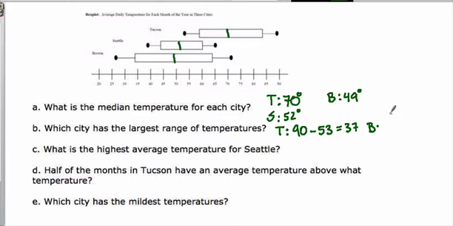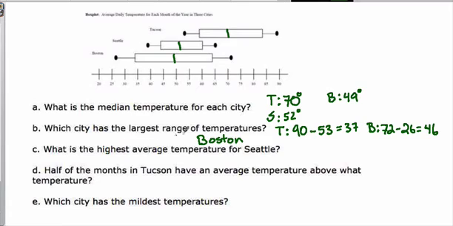For Boston, it looks like our maximum is 72, and our minimum looks like 26. When I subtract the two numbers, I get a range of 46. So it does turn out that Boston would be the answer to this question. It has the biggest range of temperatures. It gets hotter in the summer and colder in the winter.